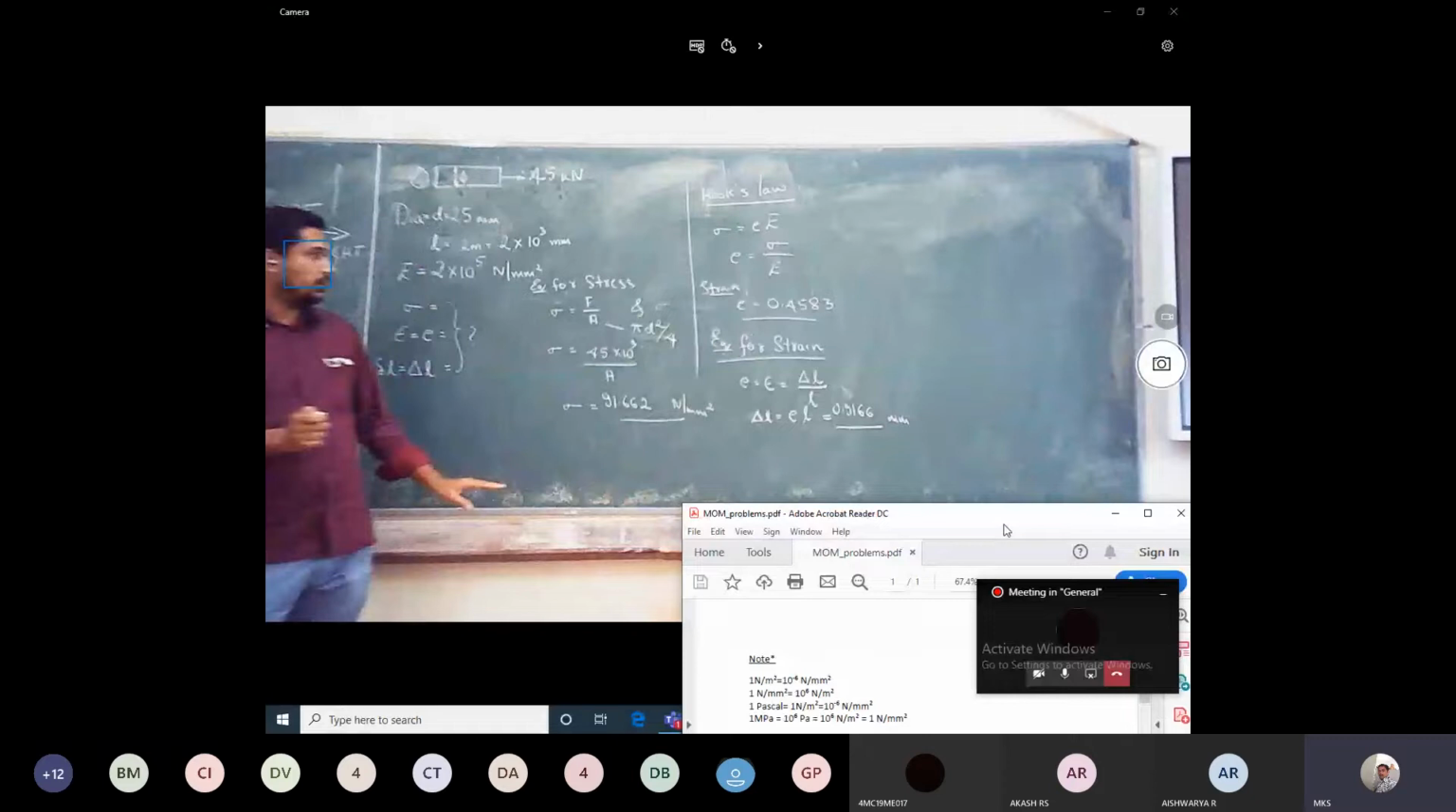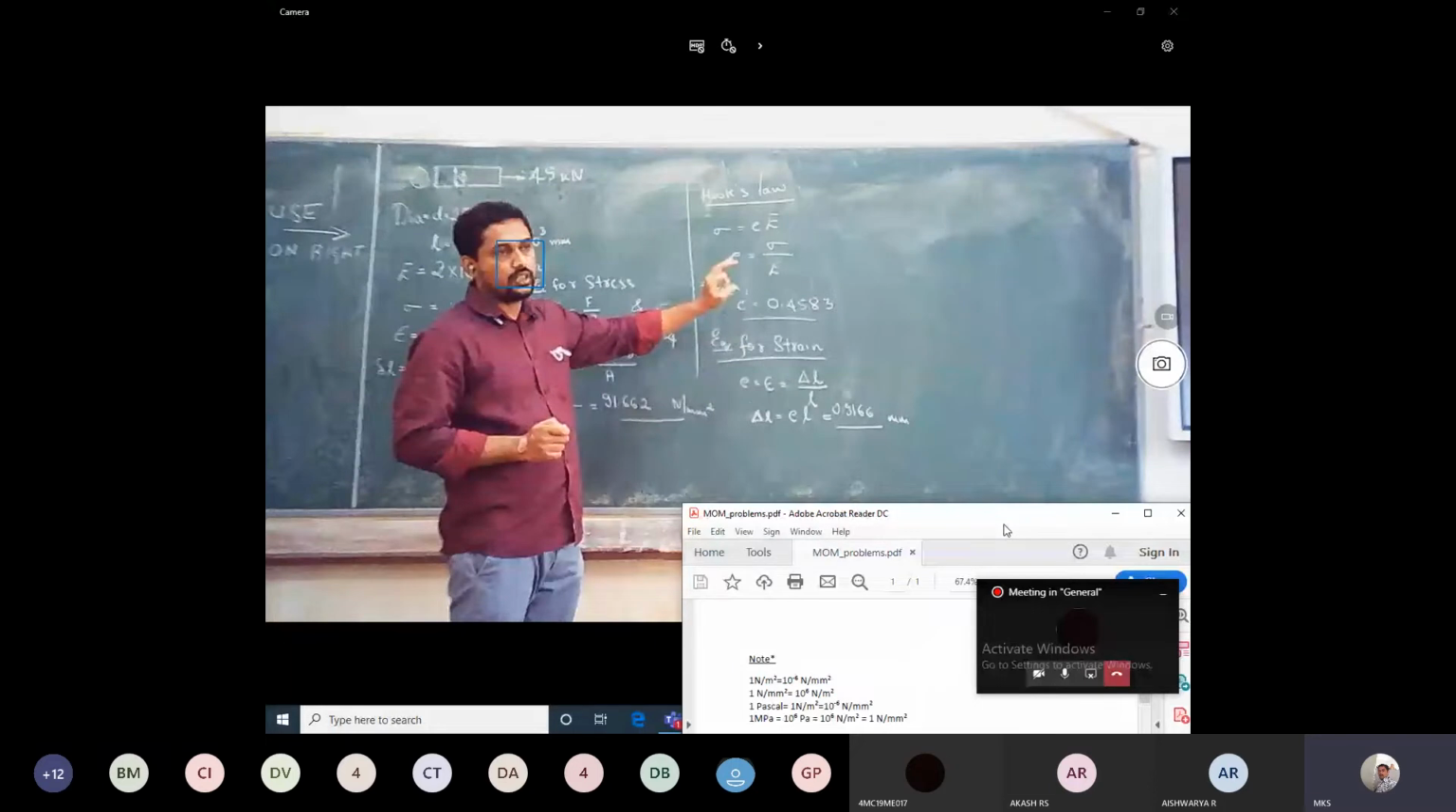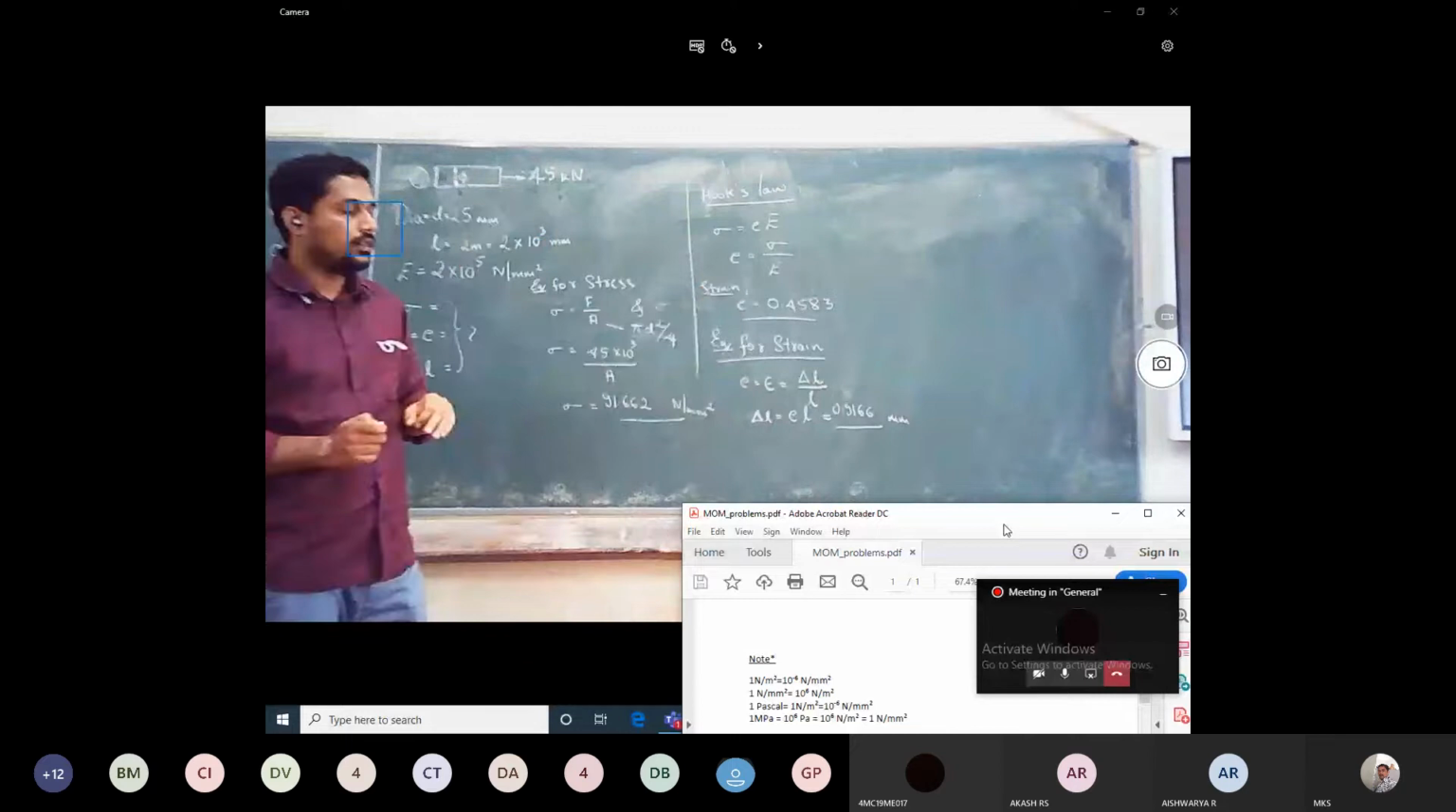So what about the strain value? Is it correct, 0.4583? Just look at the unit. Units should be similar. Before solving any problem in this subject, convert all the units to a single unit. If it is in meters, follow meters. If it is in mm, follow mm. So it is a general problem.